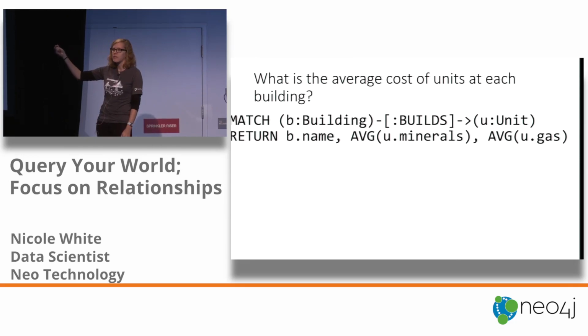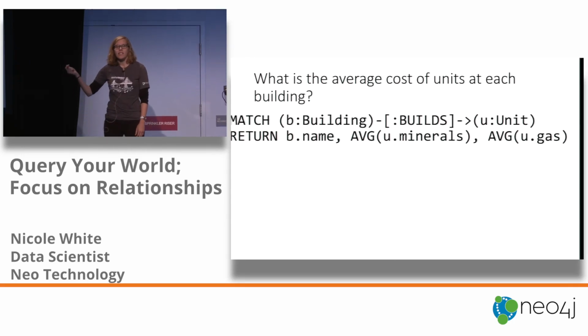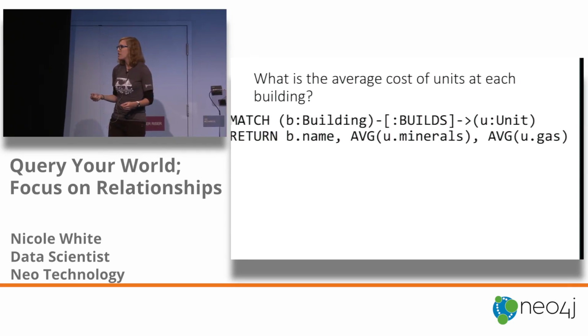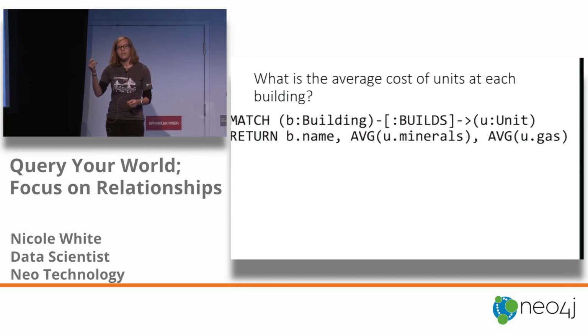So we've bound the buildings to B, the units to U, and then we're returning the name of the building because properties are accessed with identifier.key. So remember, there's a name property on all of these things, and you access those values with identifier.key.